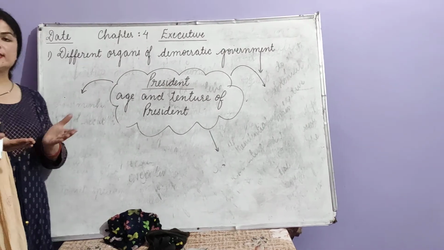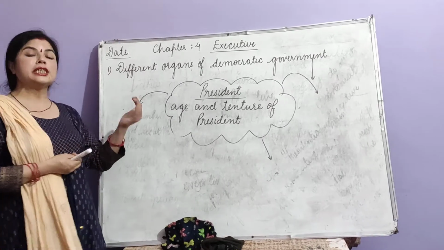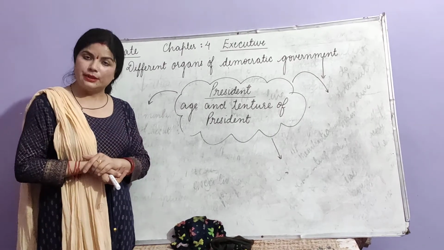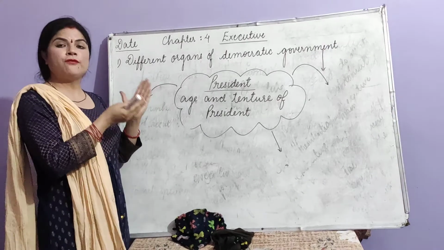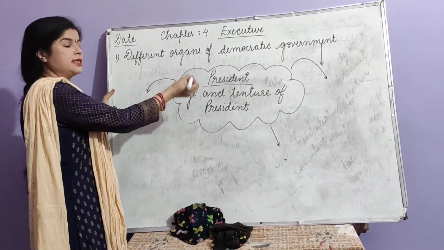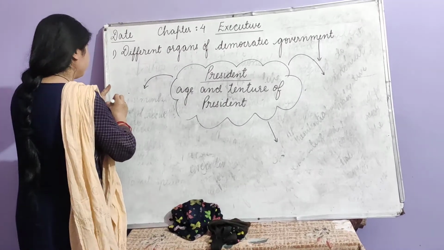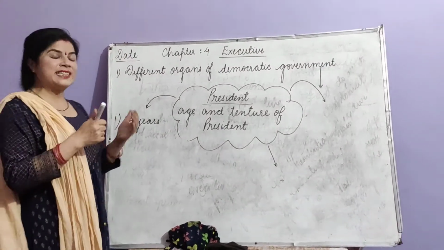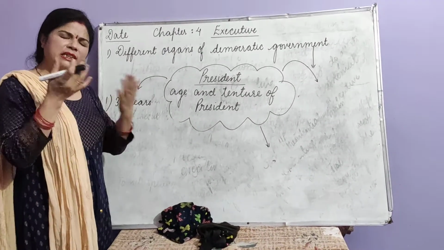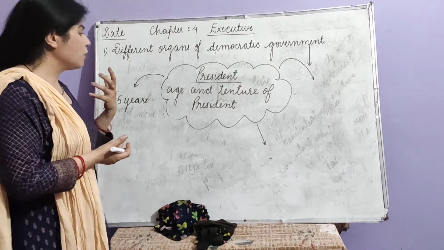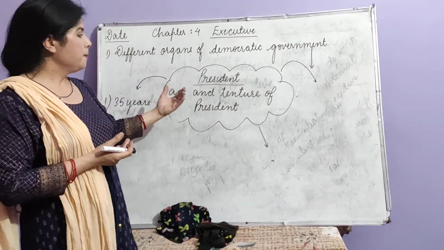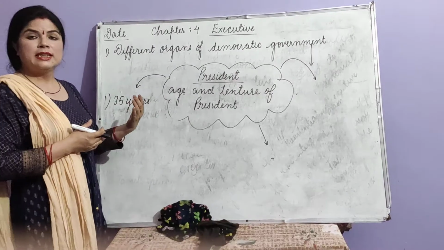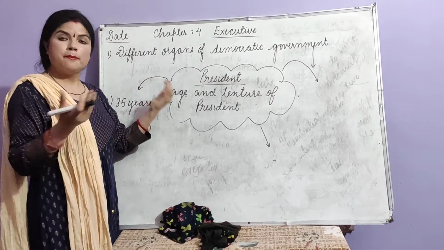Students, as I told you, president is the nominal head of our country, and he or she can be chosen by the members of both houses of our parliament, that is Lok Sabha and Rajya Sabha. Now students, the age for this post president in our country is 35 years. Means a person who is 35 years old can be eligible to stand in election for becoming the president of the country. So 35 years, this age is fixed for participating as a candidate for this post in our country.